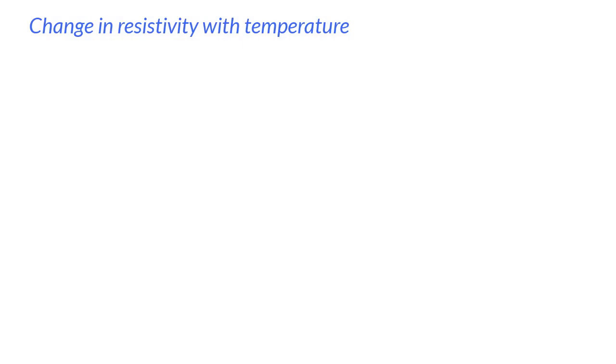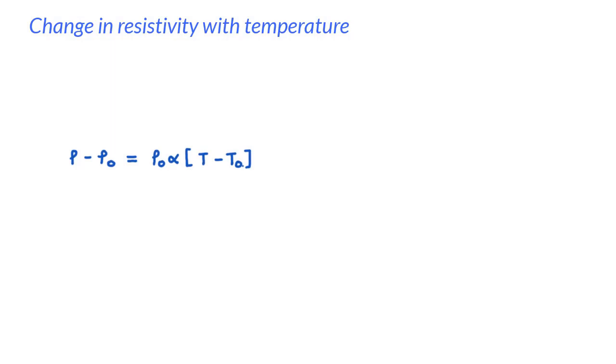So what has been found empirically, that is as a result of several experiments, is that the relationship of resistivity with temperature is linear for several metals and can be written as rho minus rho naught is equal to rho naught alpha into T minus T naught.